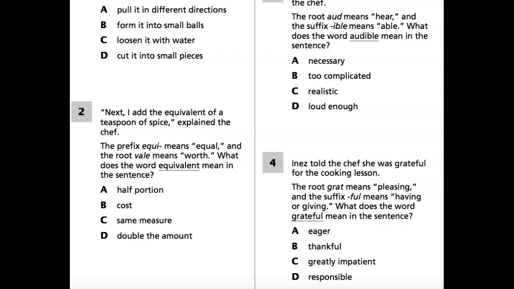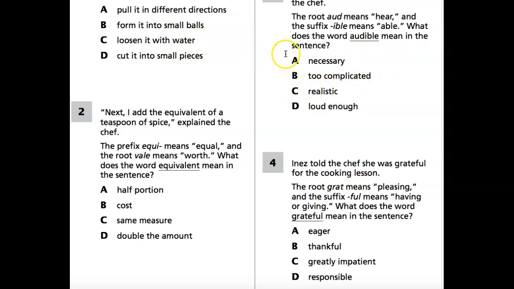A, half portion. B, cost. C, same measure. D, double the amount. All right, I'll give you a minute to put down what you think it is. Equal worth. All right, I hope you picked C, same measure. All right, good. Let's go on up to number 3 now.